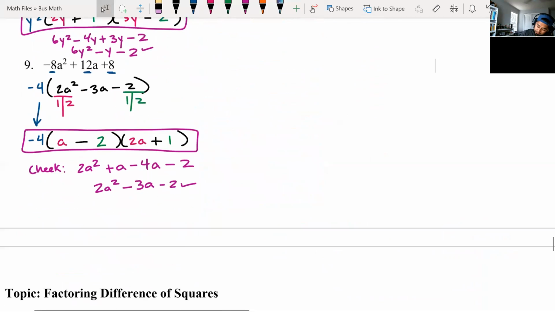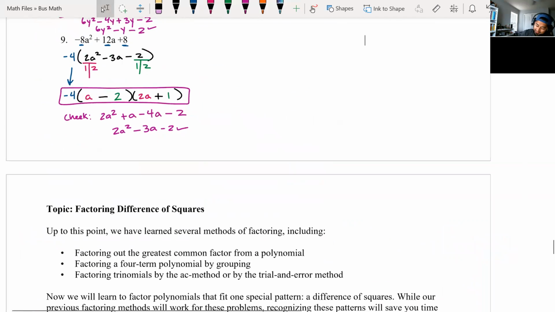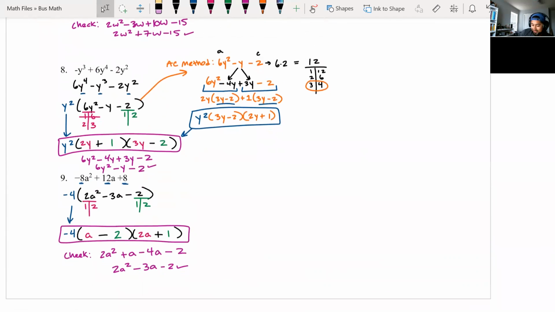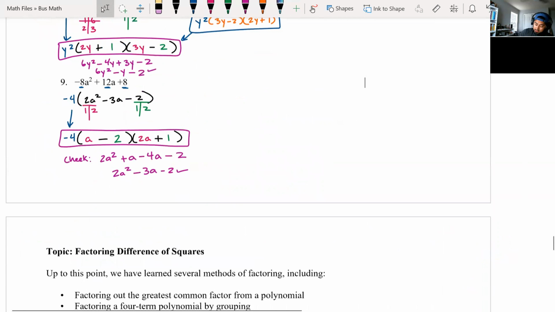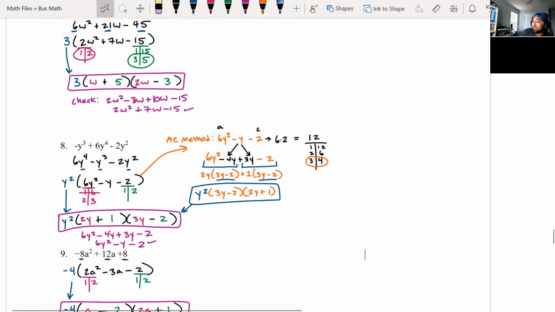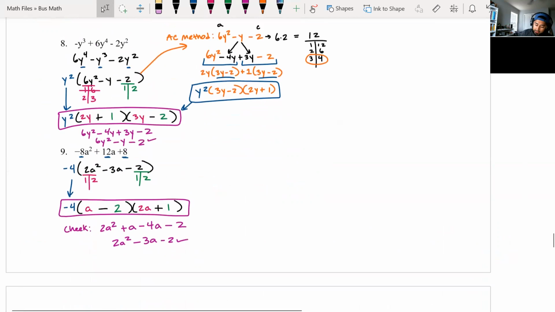I don't know if I understand the AC method, so I'm just going to leave it alone. All good. And that is factoring using the guess and test method. Any questions on those pages?